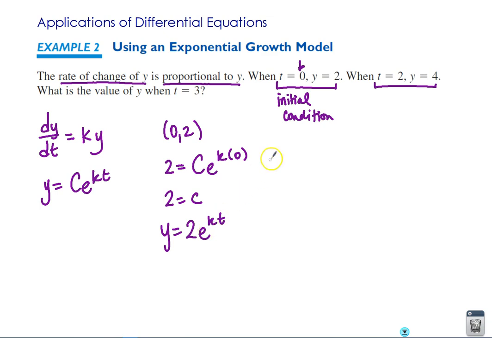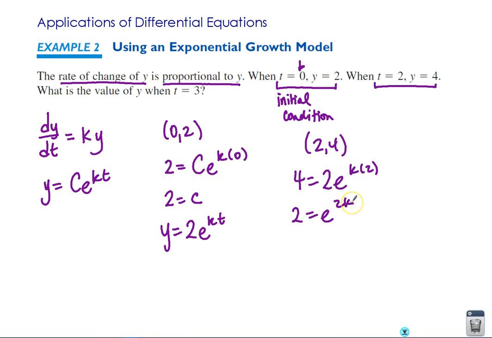Luckily we have another point. When I plug in the point (2, 4), maybe that will help me solve for k. Essentially, it's like a system of equations. So 4 is what I get when I plug in 2 e to the k times 2. Divide by 2, so 2 equals e to the 2k.